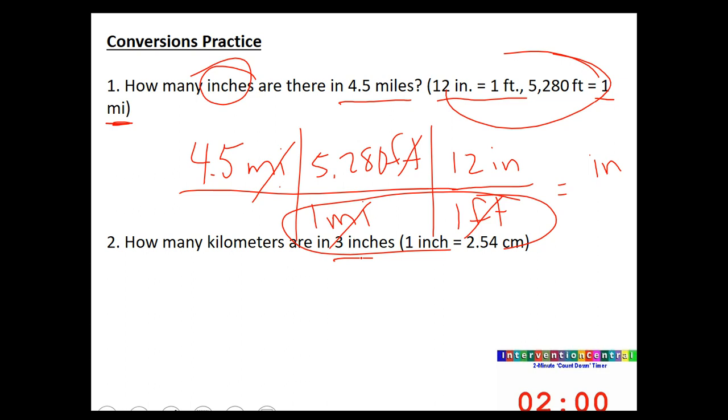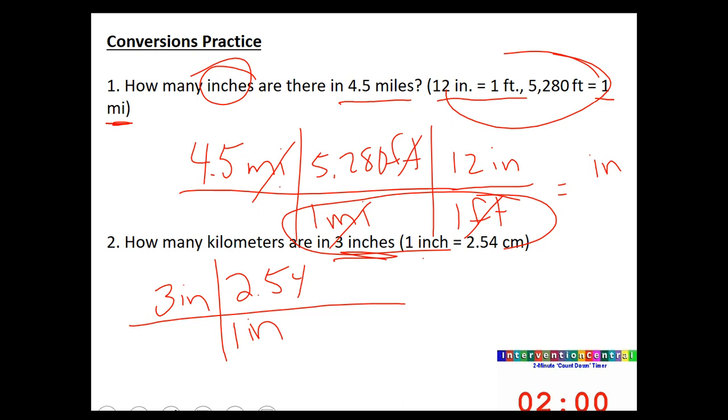All right, next one, kilometers. So we're given 3 inches as our given, so I'm going to start with there, 3 inches, and I'm going to use the conversion they gave me. So for every 1 inch, it's 2.54 centimeters. Now, they did not give me a conversion between centimeters and kilometers. So we're going to have to pull out King Henry. Do you guys remember King Henry? King Henry died unexpectedly.